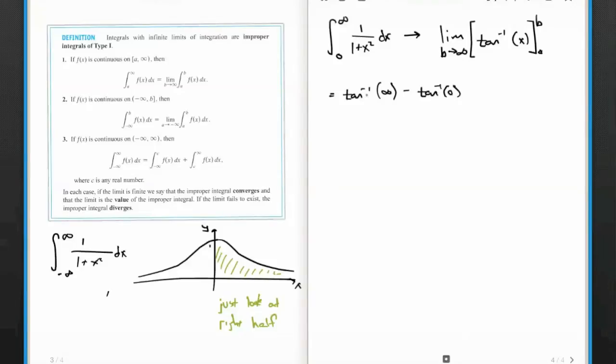Well, where does tangent go to infinity? Right, it's sine over cosine. So tangent, let's make a little side note here. Tangent equals sine over cosine. So this will go to infinity when cosine goes to 0. Well, where is cosine 0? It's pi over 2. So this is pi over 2 minus, where does the tangent go to 0? Well, where sine is 0, and that's at 0. So this thing really equals pi over 2.